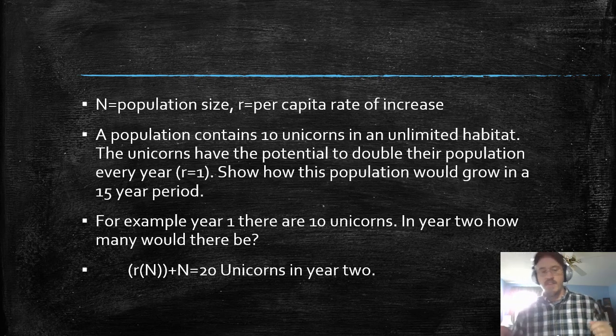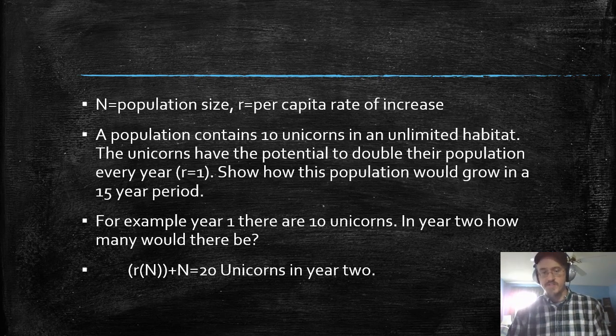So look at the formula here. Here's how you would calculate that. You would take R, the per capita rate of increase, times the population size, and you would add that to the population size. So 1 times 10 is 10, plus 10 is 20. So in year 2, we have 20 unicorns. Okay? How many in the next year? Well, you take 1 times 20 plus 20, and you would find out how many there would be in the next year, right? And you can keep doing that out to 15 years.